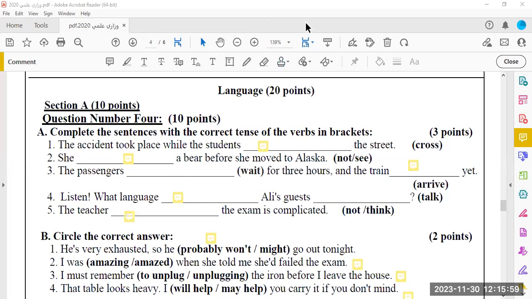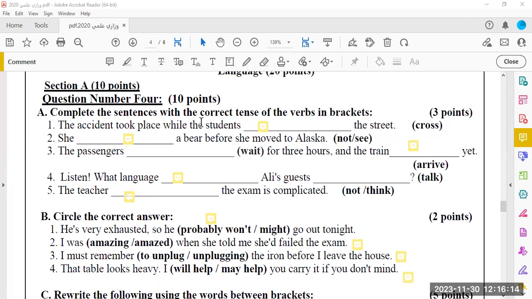Alisar, can you try? Can someone else do it? So, Amal. Of course here you need to look for the signal word. From unit 3 we took before with simple past. Professor, me, go. She didn't see a bear before she moved to Alaska. Okay. So what happens? Lena. Didn't. No. She hadn't, why seen, professor? Had not seen. Past perfect.